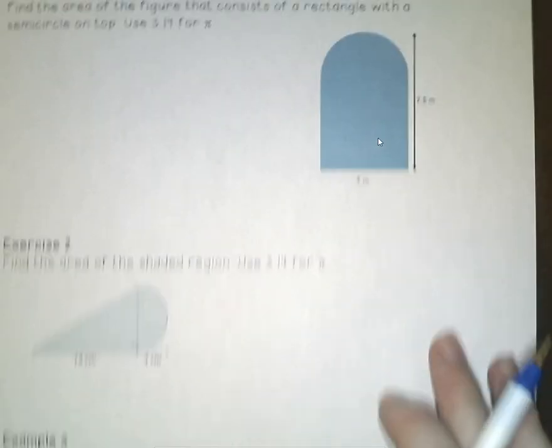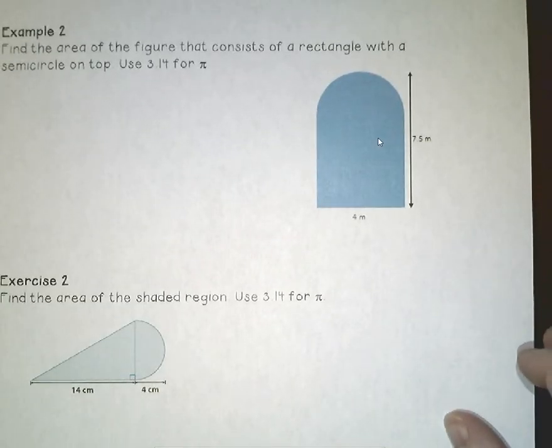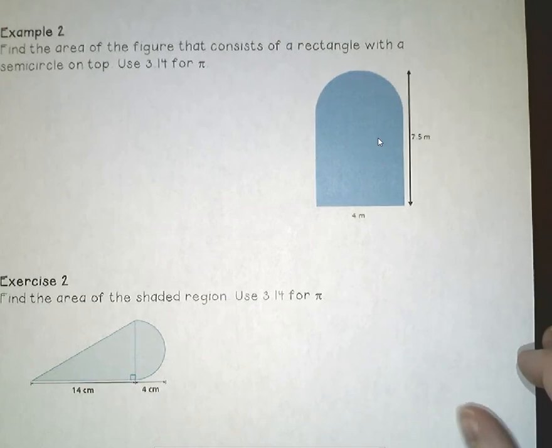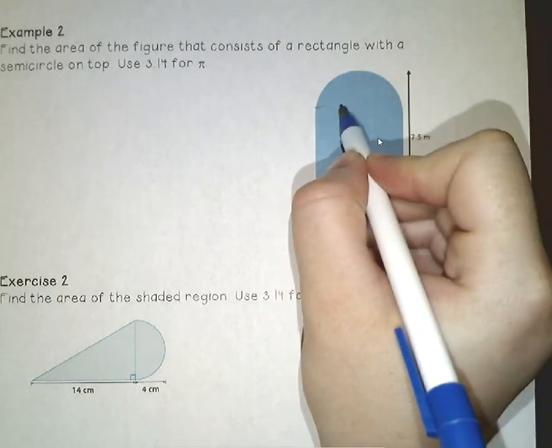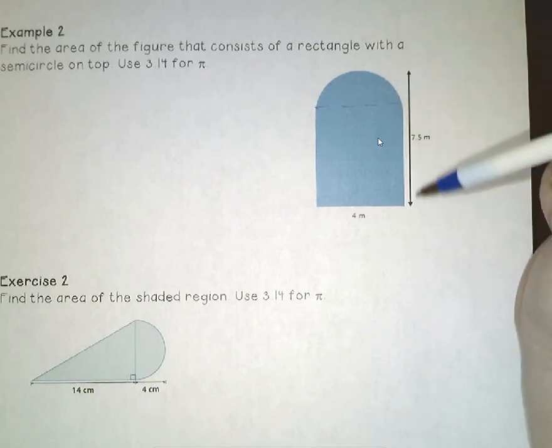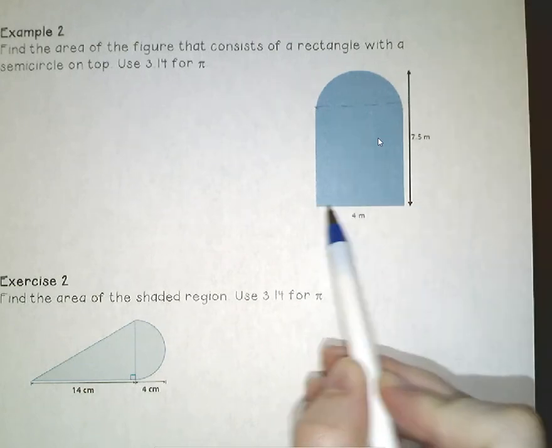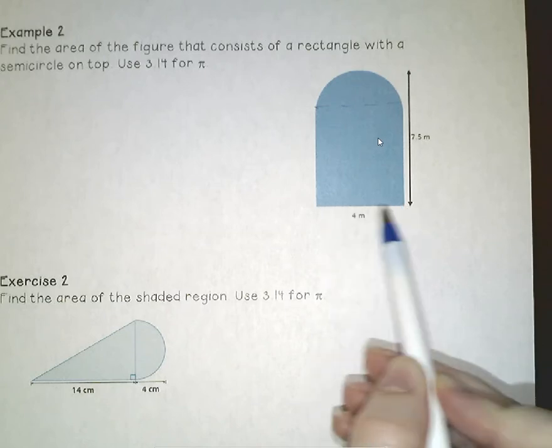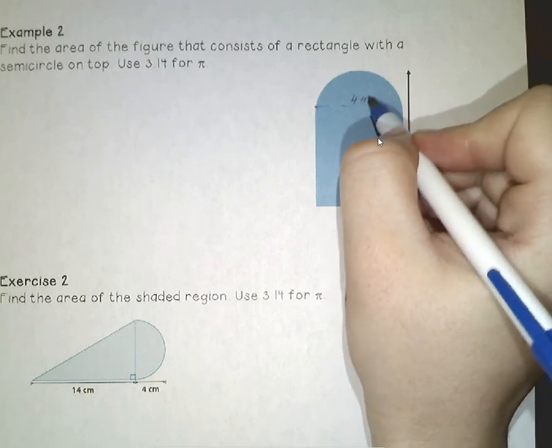Example 2. Find the area of the figure that consists of a rectangle with a semicircle on top. Use 3.14 for pi. Okay, so here we have a rectangle and a semicircle. This rectangle, the whole length of this shape is 7.5 meters. The side of our rectangle is 4 meters. That means that this side right here is 4 meters as well.